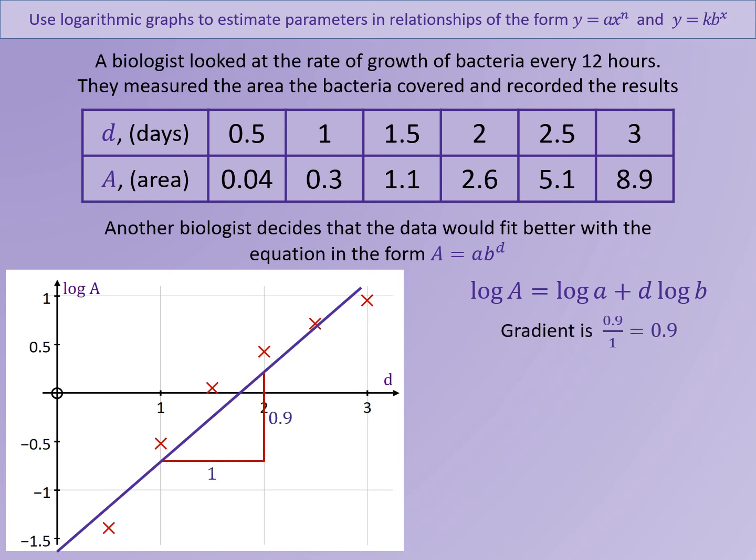So again, I'm going to take the gradient of my straight line. So if I take 2 points on my line, then I can work out the gradient by looking at the change in y over the change in x. And as you can see, if I choose these 2 points here, I get a gradient of 0.9.